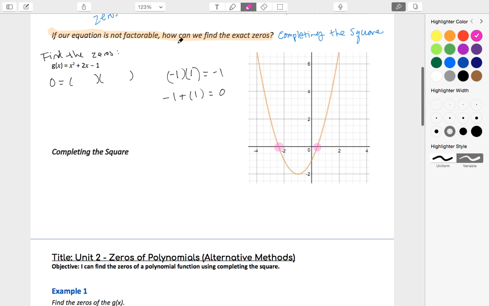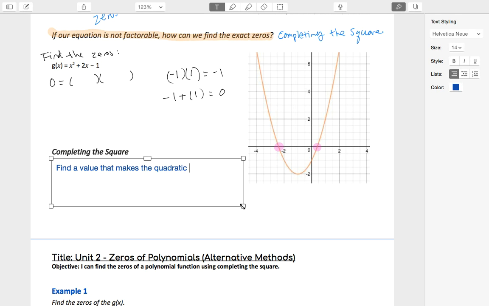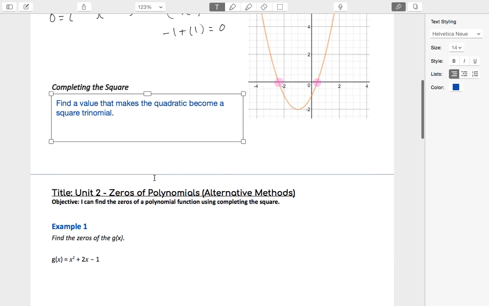So right here in your journal, I'm going to type this out. Okay. In your journal, you can go ahead and write: what is completing the square? So completing the square, the purpose of this is to find a value that makes the quadratic become a square trinomial. So we're going to elaborate on that in this next problem right here.